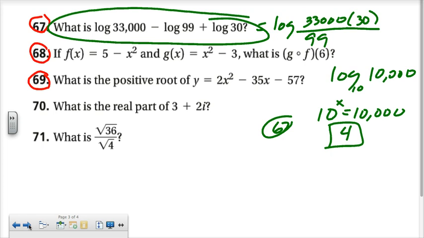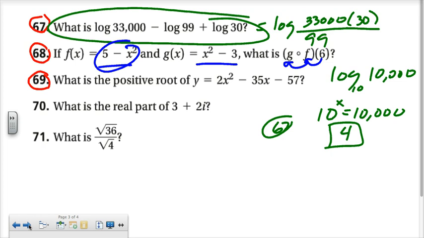All right, next one up is 68. 68 is a reminder of composition. So we have, if f of x equals 5 minus x squared and g of x equals x squared minus 3, what is g of f of 6? You certainly can do this the shortcut way, since this will probably be on the ACTs or the MCAs, whichever one you still have to take. You can put the 6 into f, get an answer, and then take that answer and put it into g. But I'm going to do this technically the absolutely correct way, where we're coming up with the formula.